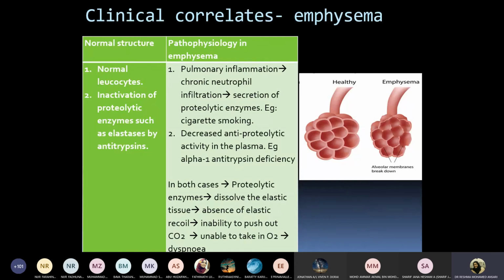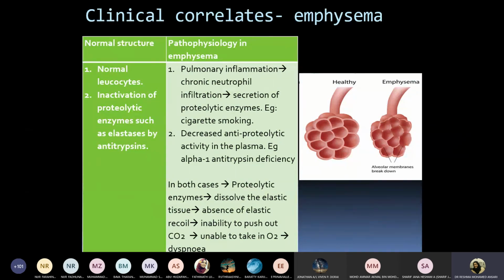So too many neutrophils will secrete proteolytic enzymes. These proteolytic enzymes eat up the alveoli. So they will cause breakdown of the alveolus. Plus, some patients will have alpha-1 antitrypsin deficiency, which cannot neutralize these proteolytic enzymes.